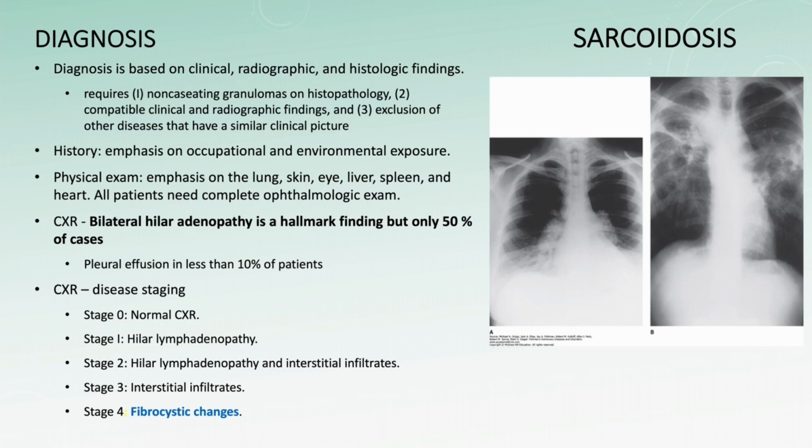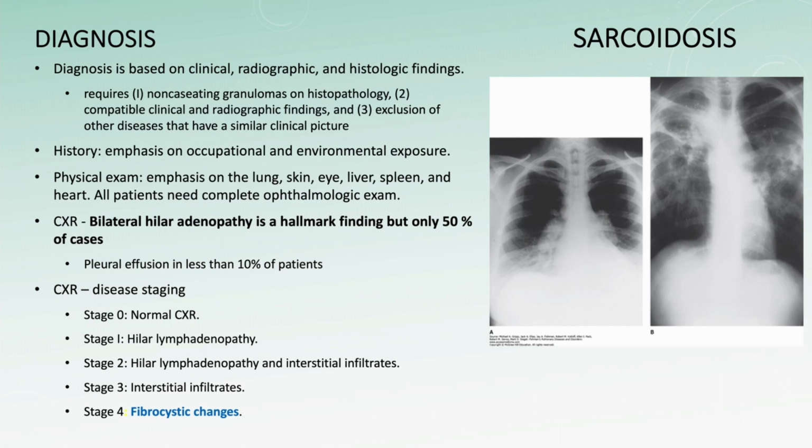Generally speaking, we can rule that out by history. Physical exam, you're going to do all those exams on all those extra things that we just talked about. Again, chest x-ray, bilateral hilar adenopathy is a hallmark finding. Do all patients with sarcoidosis have to have that finding? No, only about 50% have it. But if they do, they likely have sarcoidosis. Also, pleural effusions can be present. If they are present, they tend to be more exudative than transudative, and only about 10% of patients get that.